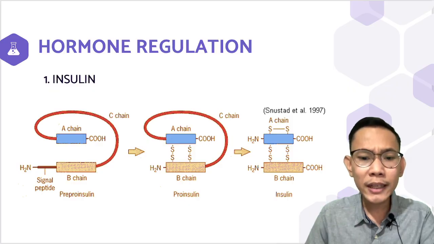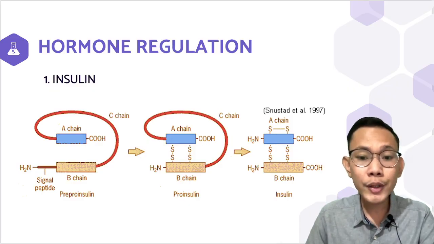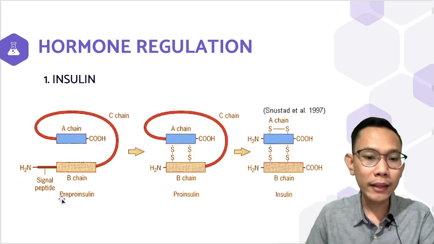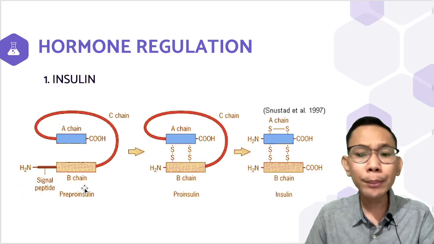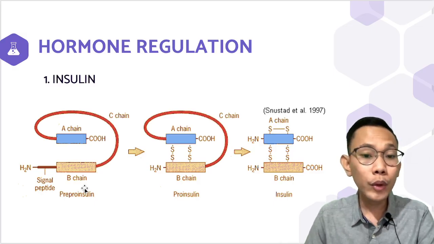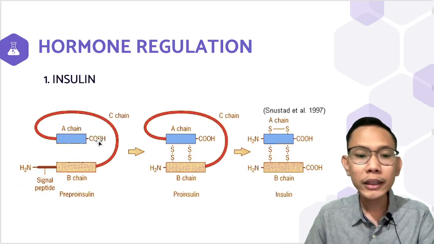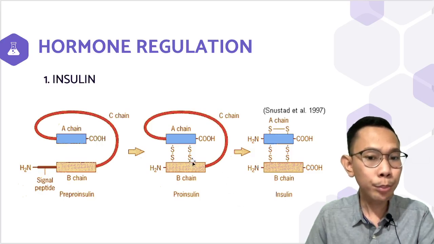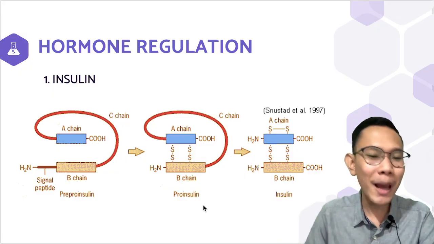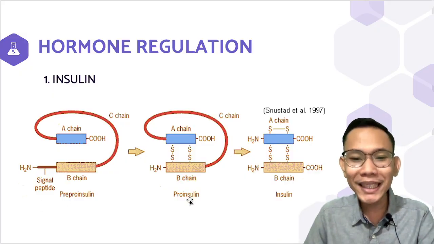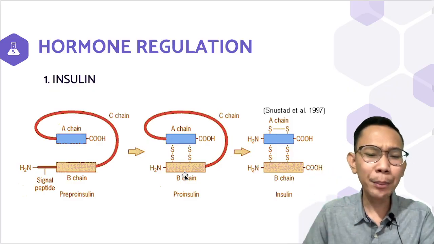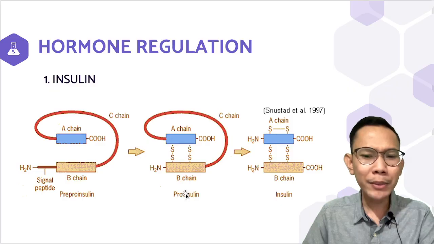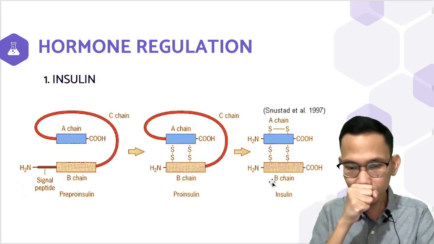It is initially synthesized as a precursor polypeptide, tinatawag natin na pre-proinsulin. Subsequent proteolytic processing removes the amino terminal signal peptide giving rise to your proinsulin. Napaka-technical. Gusto ko lang malaman, from pre-proinsulin, magiging proinsulin. That's it. And then, after several processes, ang proinsulin magiging insulin.